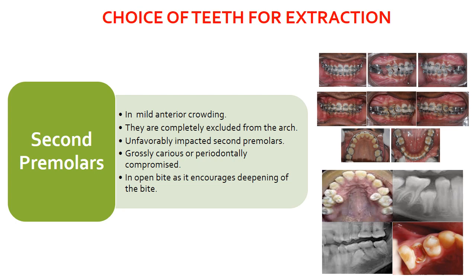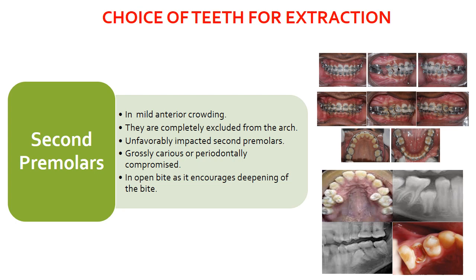For the second premolars, they are also routinely and commonly extracted during orthodontic treatment, but they come next to the first premolars. Their main indications for extraction are usually when we have a mild space discrepancy, when the space required for the correction of the malocclusion is minimal, as in cases of mild anterior crowding or mild anterior proclination.